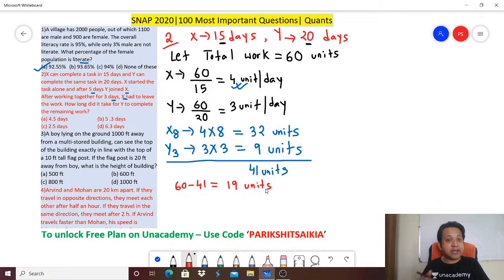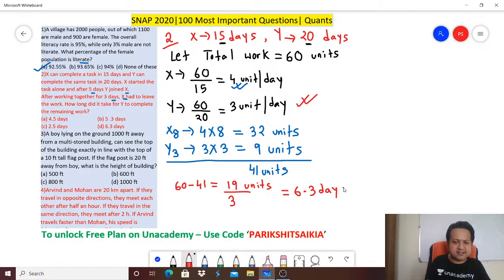Yes. How many days will Y take? Remember, Y in 1 day does 3 units. So 19 by 3, Y will take approximately 6.3 more days. That's your answer. Did you all get it?